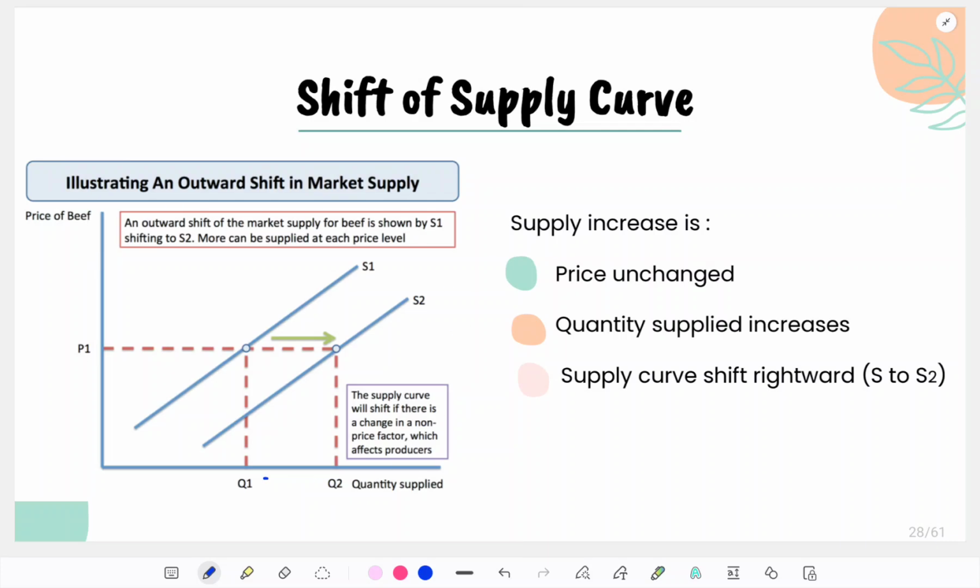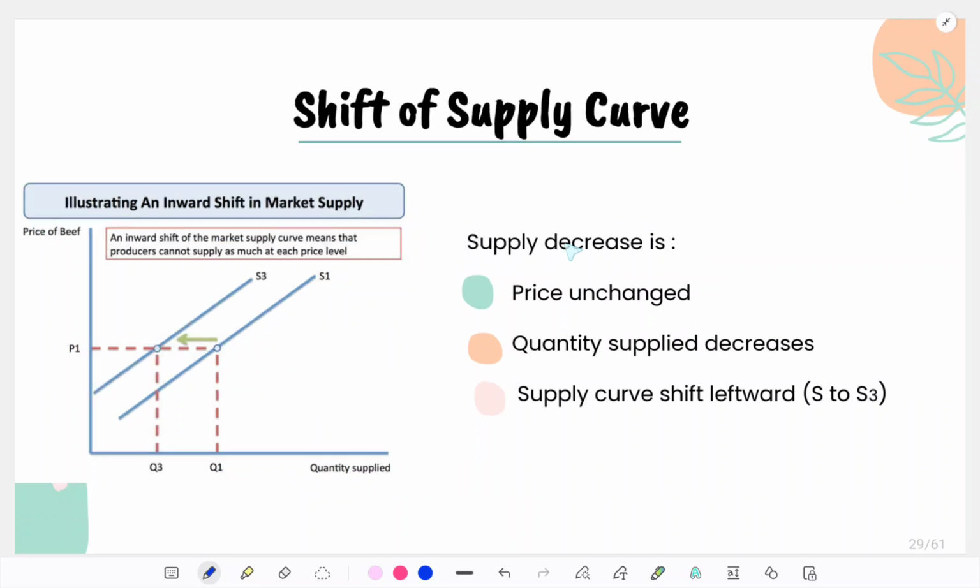Refer to this graph. At P1, the original price, our quantity is at Q1. But when there is no change in the price, which is, it remains at P1, the quantity supplied suddenly increases to Q2. So this shows that our supply curve shifts rightwards from S1 to S2.